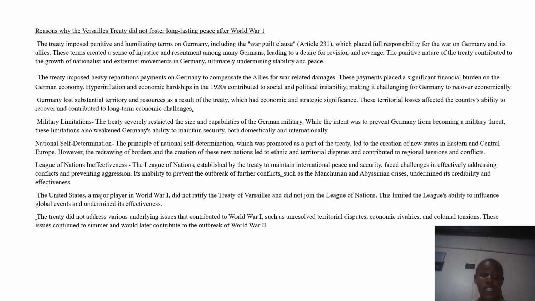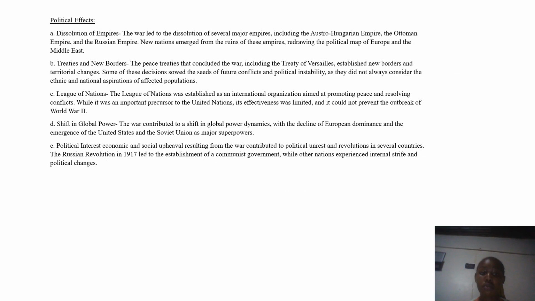Then the United States, a major player in World War I, did not ratify the Treaty of Versailles and did not join the League of Nations. This limited the League of Nations' ability to influence global events and undermined its effectiveness. The treaty did not address various underlying issues that contributed to World War I, such as unresolved territorial disputes.